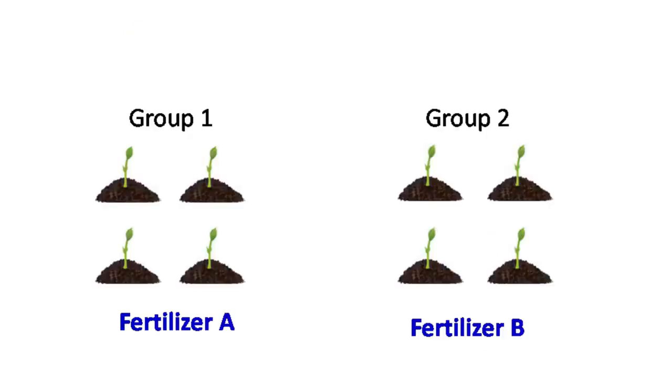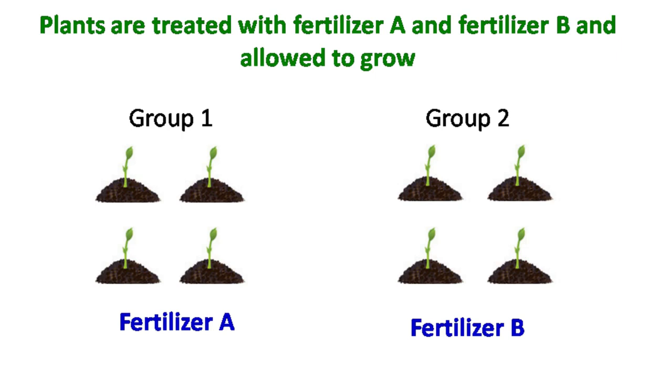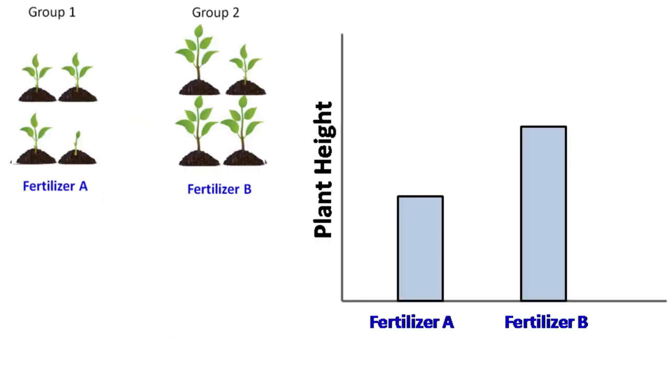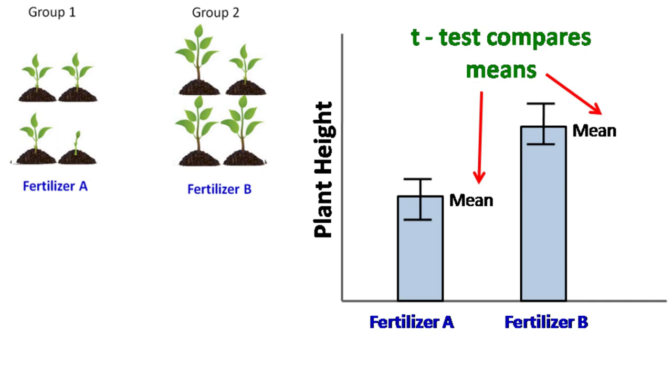Okay, let's take an example of the t-test. The t-test is used for the comparison of means. Let's consider the previous experiment where the plants were given fertilizer A and fertilizer B. Let's say a graph represents the mean and the standard deviation in the height of the plant. Now the t-test is going to compare the two means.